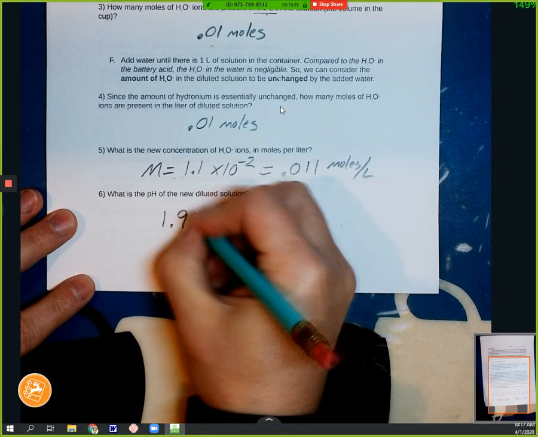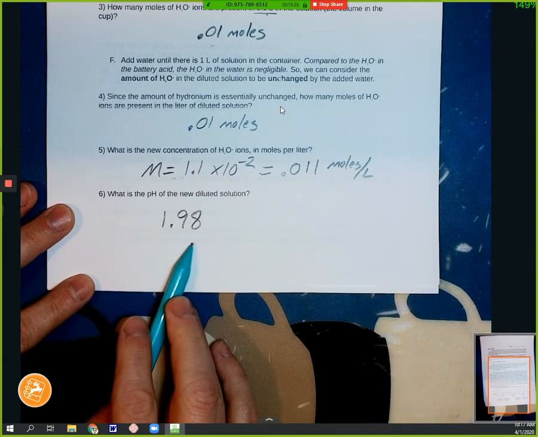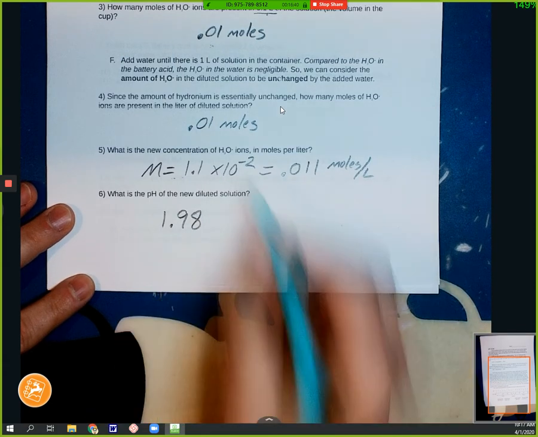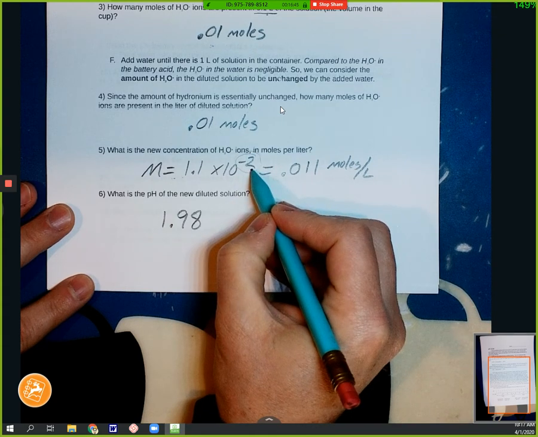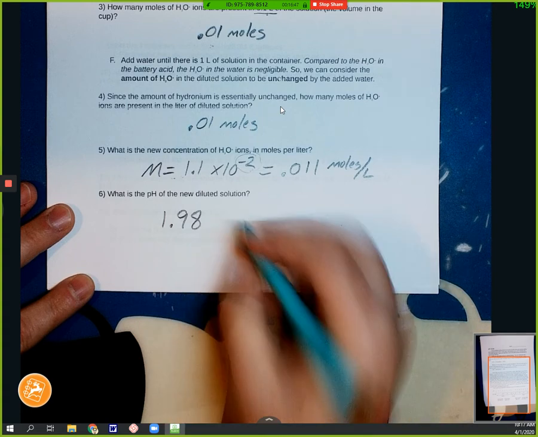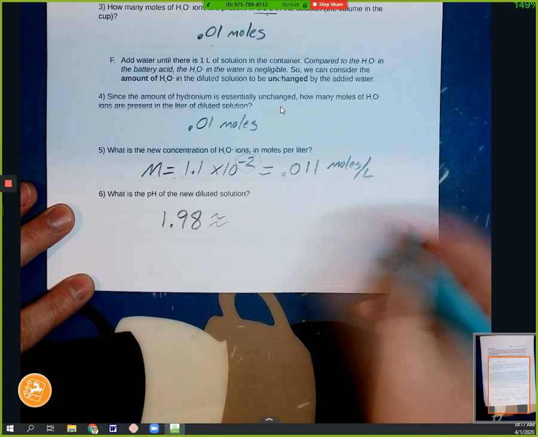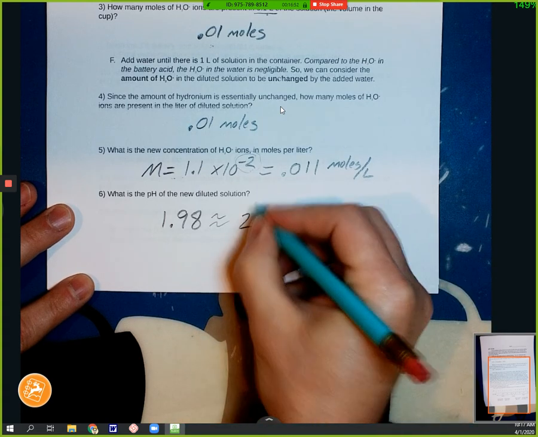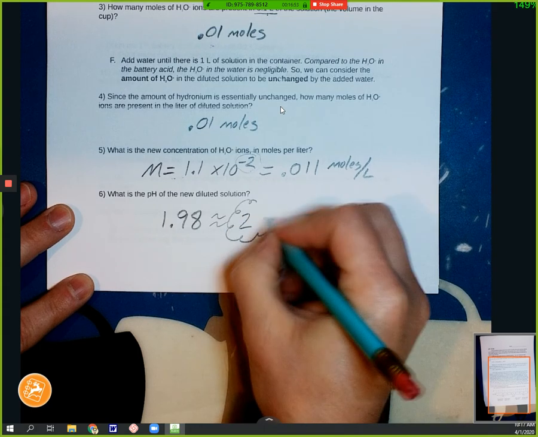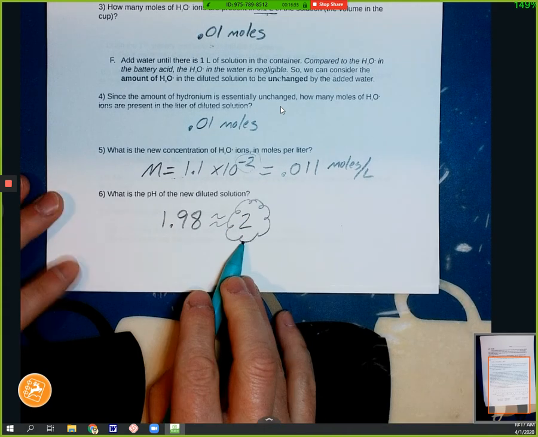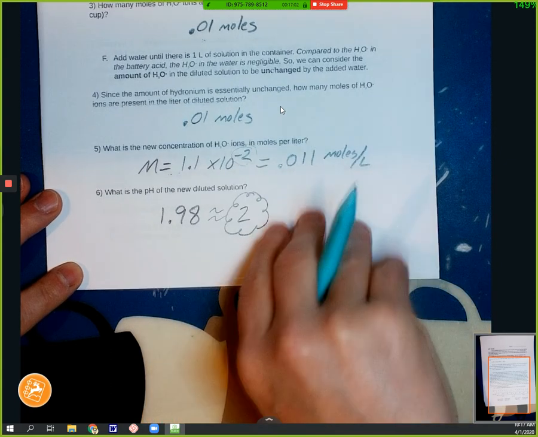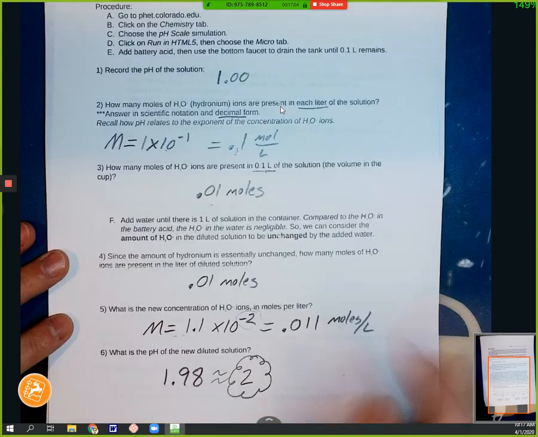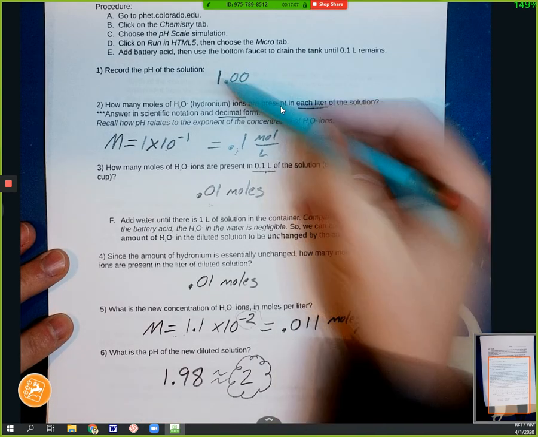Now I'm going to keep in mind, though, since I know that pH is related to the inverse logarithm of concentration, here it's times 10 to the negative 2. This number is awfully close to the whole number 2. Okay, so I'm just going to think that in the back of my head. Well, I decreased the concentration by a factor of 10, and it changed my pH one whole step from 1 down to 2.